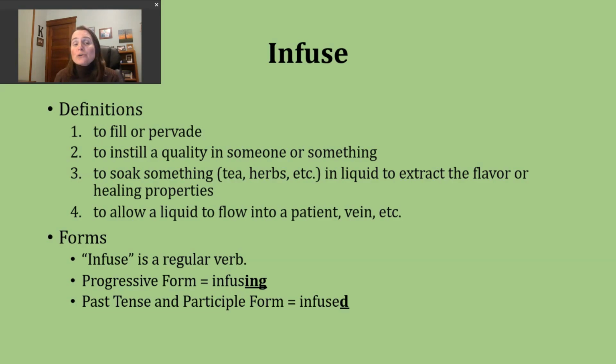For now, you should know that infuse is a regular verb. If you want to make the progressive form of this verb, you're going to drop the E on the end because we have a verb that ends in the pattern vowel consonant E. Then we'll add ing. That forms infusing. The past tense and the participle form of our verb can be made by just adding the letter D since this verb already ends in an E.